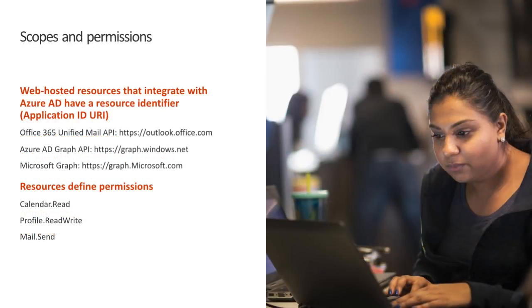In Azure AD and in OAuth, these type of permissions are called scopes. So we have web-hosted resources that integrate with Azure AD and have a resource identifier. So for example, Office 365 has outlook.office.com, the Azure AD Graph API has graph.windows.net, and the Microsoft Graph has graph.microsoft.com. Resources define their own permissions, such as calendar.read, profile.read-write, and mail.send.